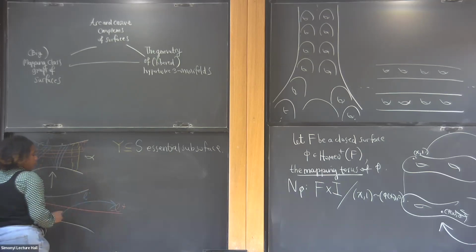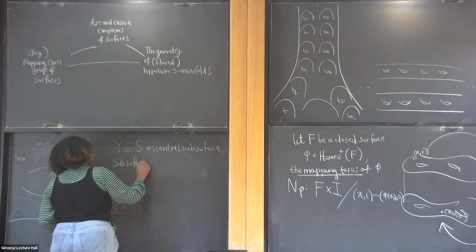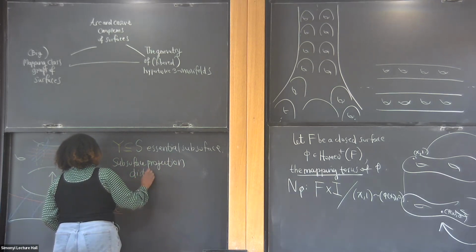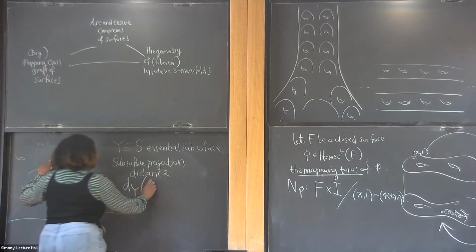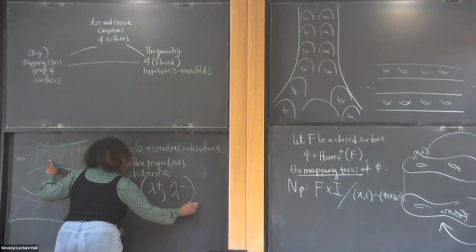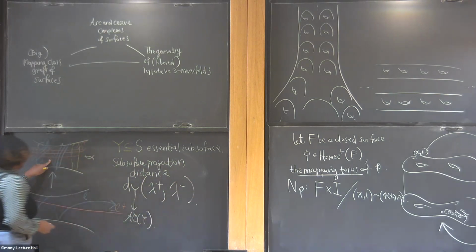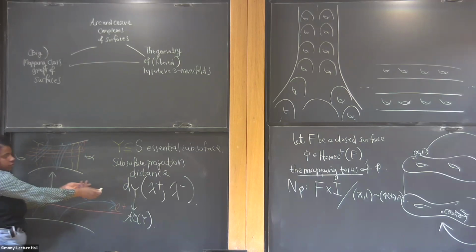So I can define the subsurface projection. I'm going to write the notation. I'm measuring the distance between lambda plus and lambda minus, in really the arc and curve complex of Y. Every leaf of lambda plus is going to project to the curve complex of Y. Every leaf of lambda minus is also going to project to the curve complex of Y. It's connected, so I can measure their distance in that curve complex. This is that distance.